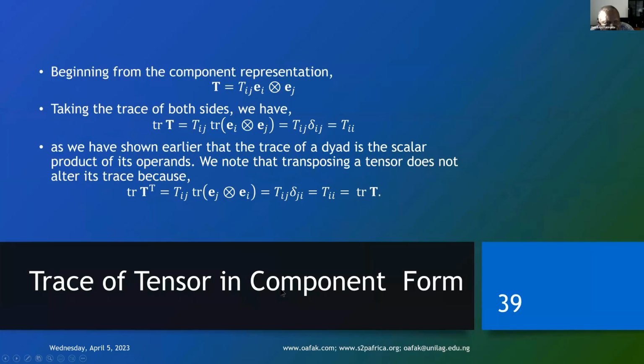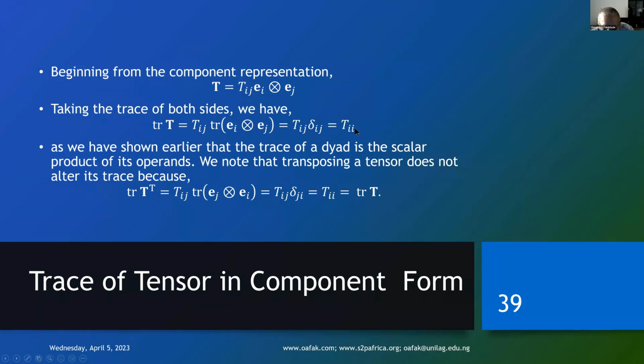Okay, so the trace of a tensor in component form, beginning from the component representation T is equal to Tij EI circle times EJ, which we discovered last week. We can take the trace of both sides, noting that the trace of a dyad is simply changing the tensor product to a dot. This becomes EI dot EJ, which is delta IJ, and Tij delta IJ is Tii, which is T11 plus T22 plus T33.